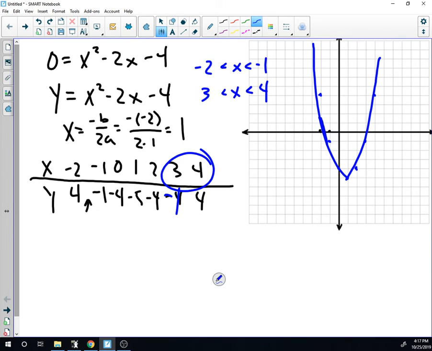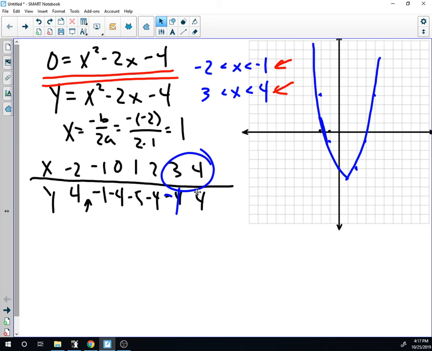That's what I'm looking for. Between negative 2 and negative 1, this equation has a zero, and between 3 and 4, this equation has a zero. That's the answer that it's looking for.